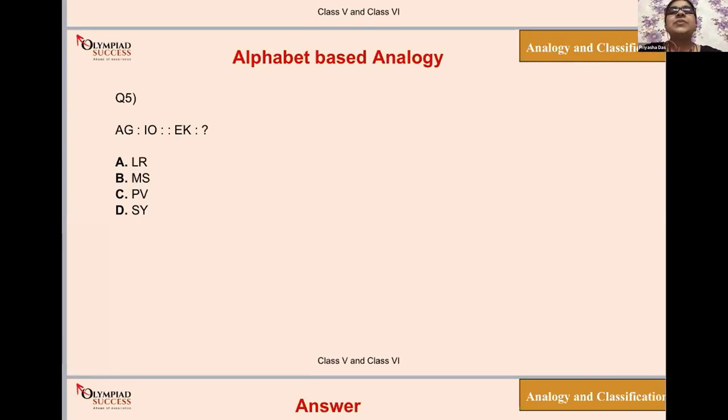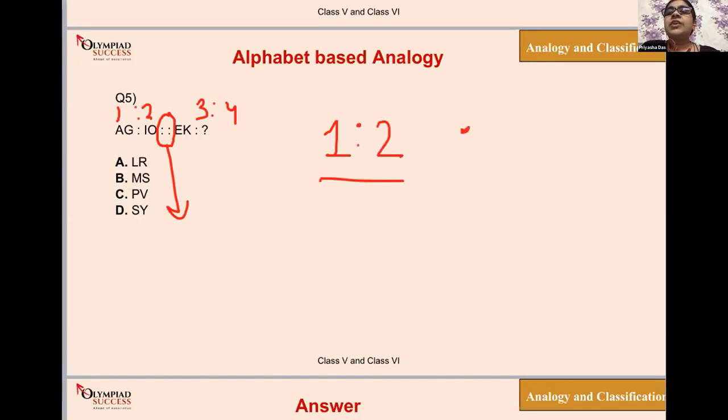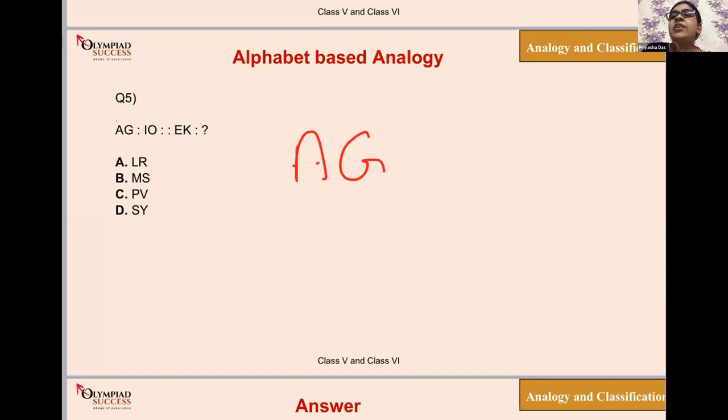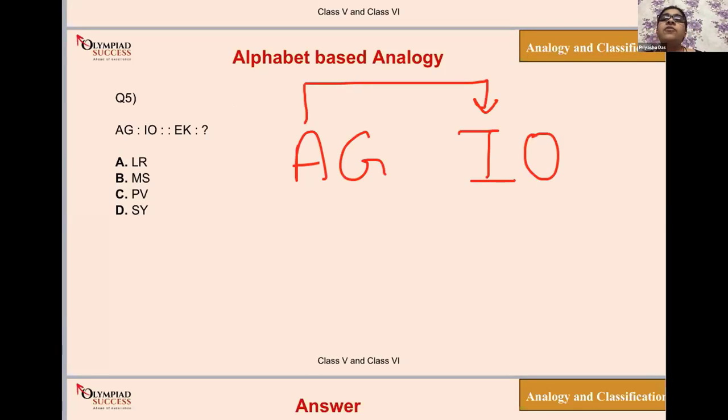Thank you secretly. Okay, so coming to this question, guys, this double sign means that everything on the right side is equal to everything on the left side. That means the relation between 1 and 2 will be similar to the relation between 3 and 4. So what is the relation between 1 and 2? Here 1 has AJ and 2 has IO. Can you tell me the place values of A and I? A stands for 1, I stands for 9.